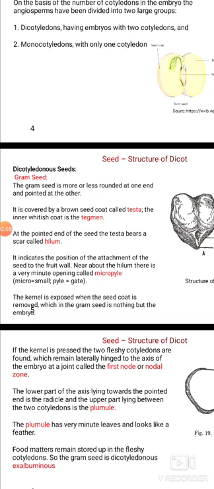The kernel is exposed when the seed coat is removed, which in the gram seed is nothing but the embryo. If the kernel is pressed, the two fleshy cotyledons are found, which remain laterally hinged to the axis of the embryo at a joint called the first node or the nodal zone.